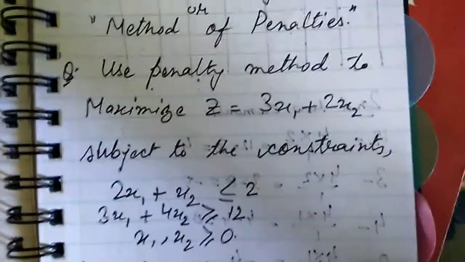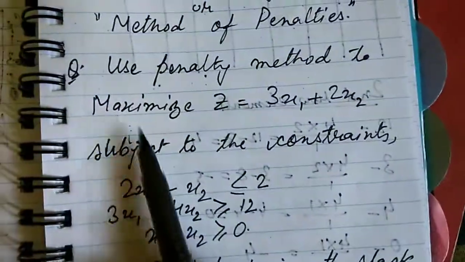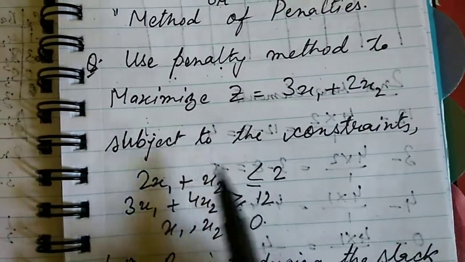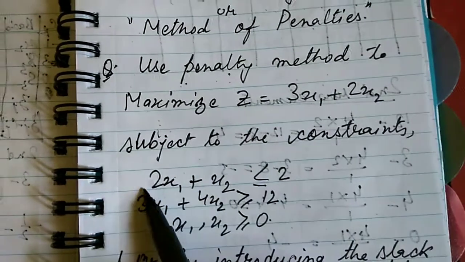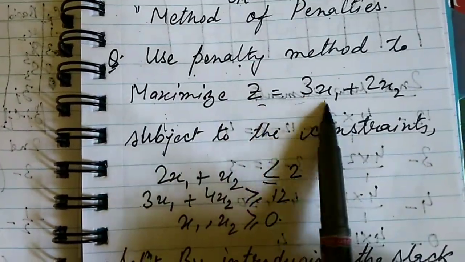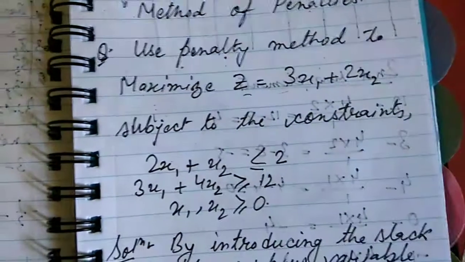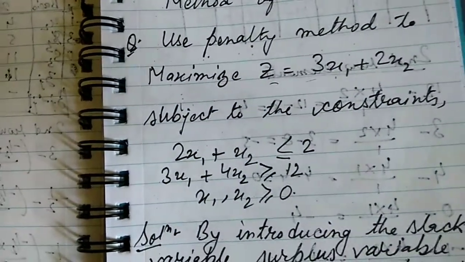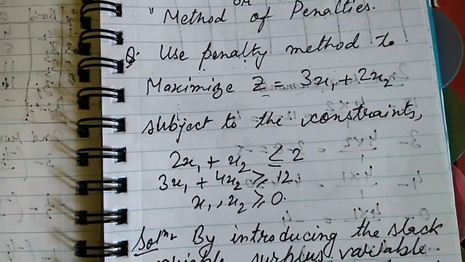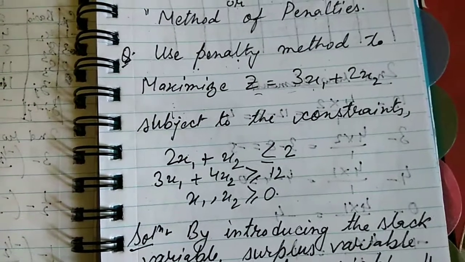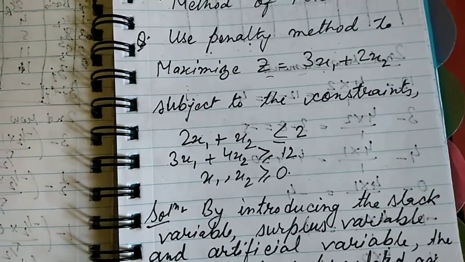So this sum we will be solving today, and the sum says it is a maximization problem with a mixed sign in the constraints. These are called mixed constraint sums, where the maximization Z value is 3x1 plus 2x2, subject to the constraints 2x1 plus x2 less than or equal to 2, 3x1 plus 4x2 greater than or equal to 12, and x1 and x2 greater than or equal to 0.